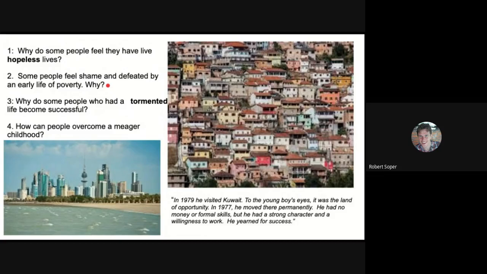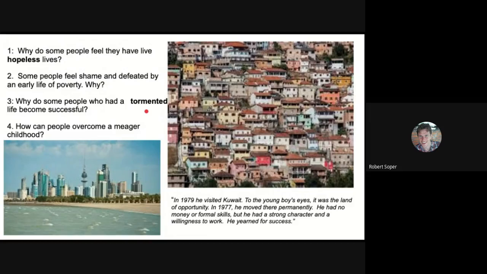Other people feel like it's their fault somehow, that they didn't make money, so are not successful. Or perhaps their family didn't make money, and therefore they are not successful. So there are many reasons why some people feel shame and defeated by an early life of poverty. Let's look at question number 3. Why do some people who had a tormented life become successful?